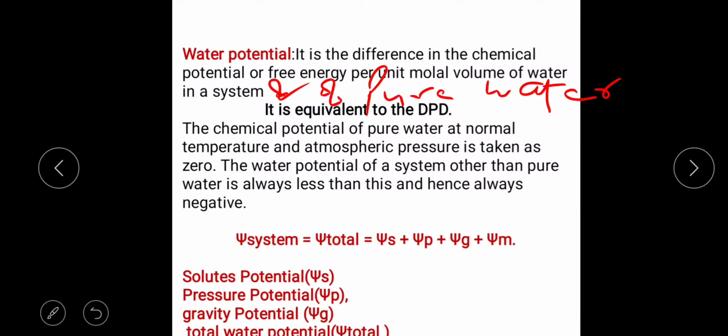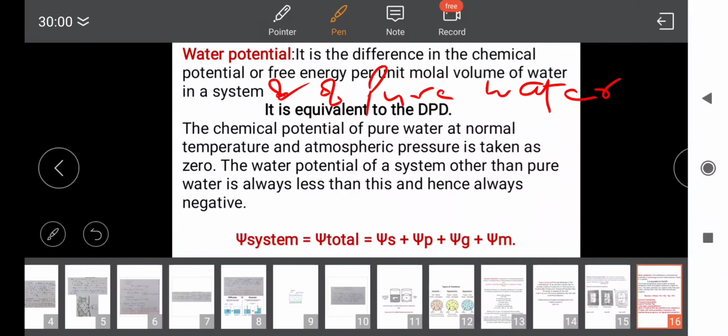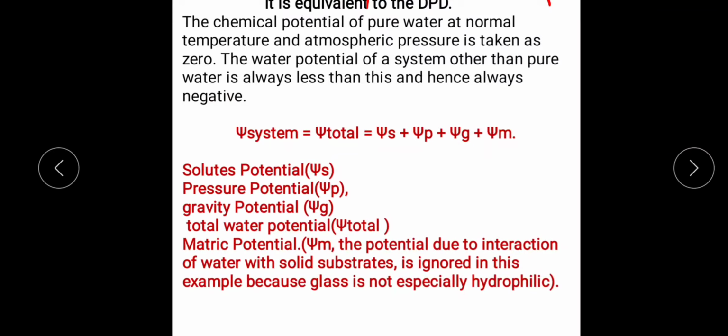So we can represent the psi w of the system, the total, by means of psi s plus psi p plus psi g plus psi m also. So psi s is the solute potential, which you have already discussed, that is also known as the osmotic potential. Psi p is the pressure potential, that is the turgor pressure or the wall pressure. Psi g is the gravity potential due to gravity, and psi w is the total water potential, and psi m is the matric potential.